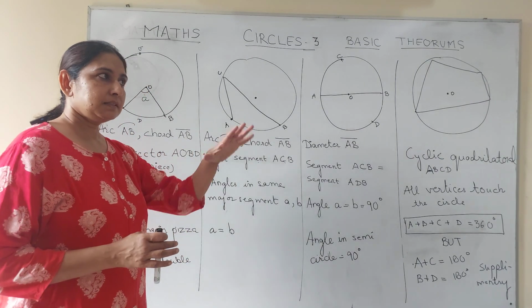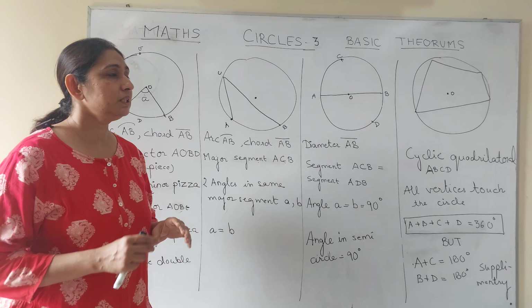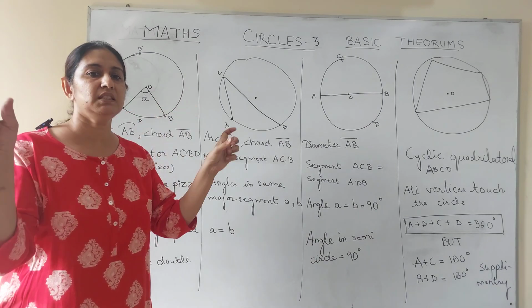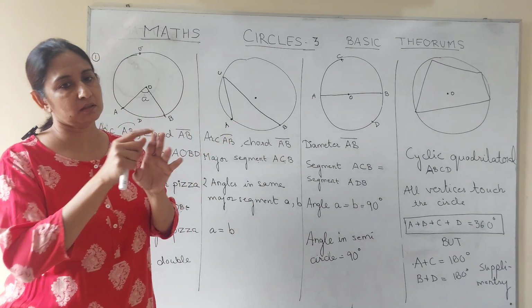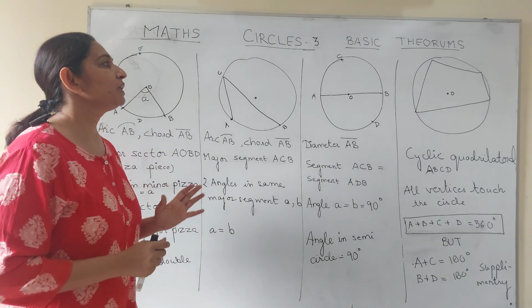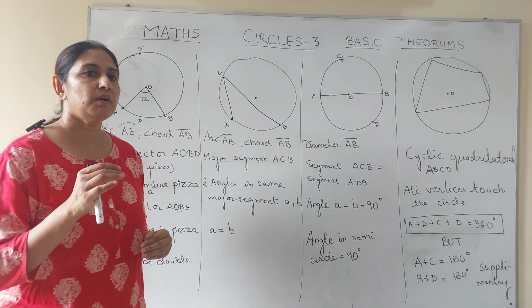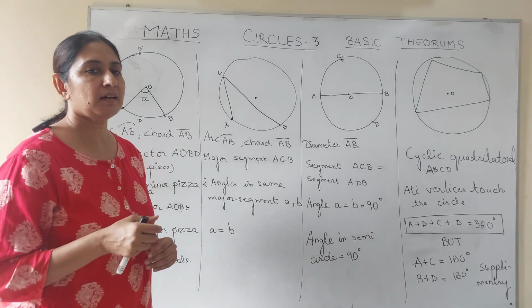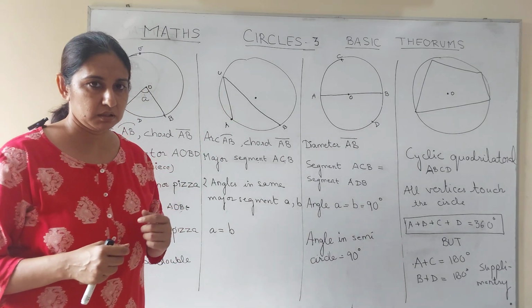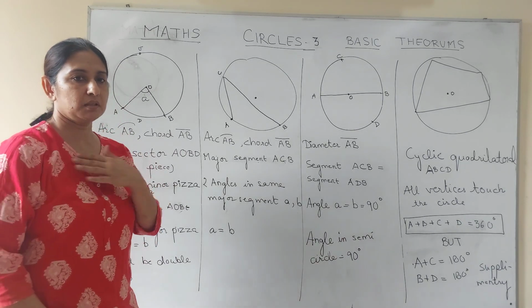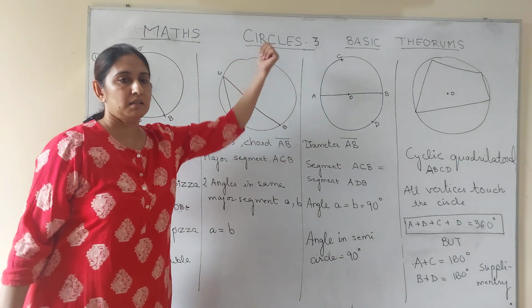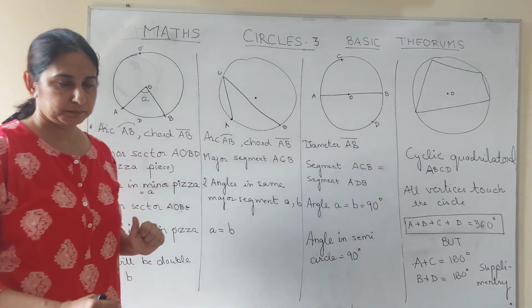Last time, in part 2, the theorems were based on lengths. Kisi cheez ka length, kisi distance ka length, chord ka length. This time, the four theorems that we are doing are based on angles. Ki angle ki value kitni hogi, us angle ki value kitni hogi. So this is what we are focusing on in part 3 of circles for class 9.